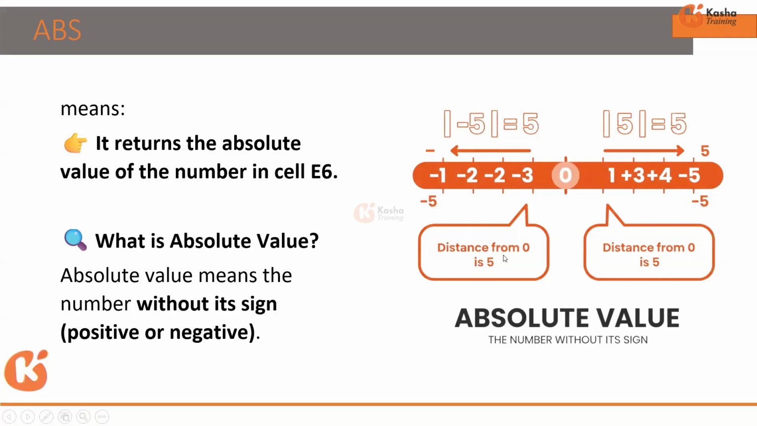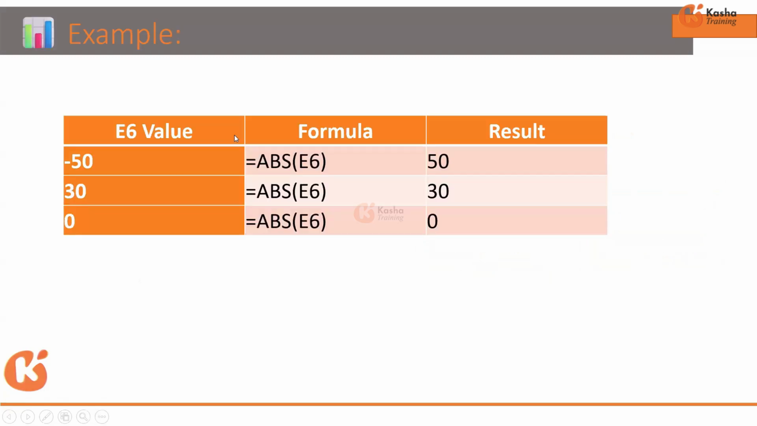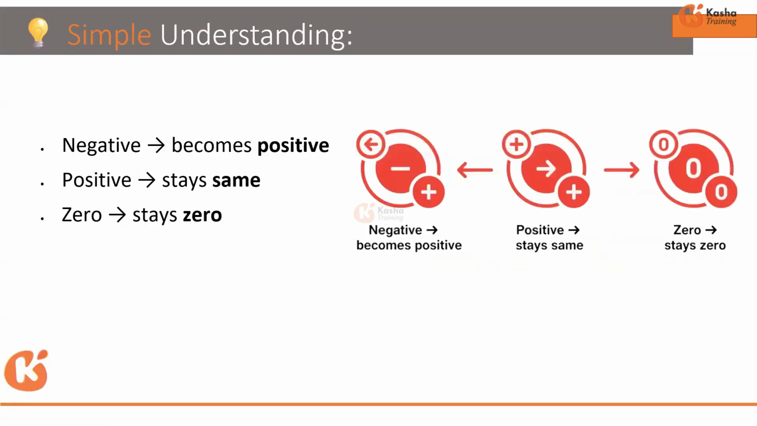Like here you can see -5, so again it has become 5. And this side also it is 5. It has again become, -5 again has become a 5. So that's what it means, the number without its sign, whether it's a plus sign or a minus sign. So these are some examples of absolute variance. For example, here you can see -50, and if you give this formula, it has become 50. So it has removed this minus sign. Positive, obviously, will remain positive only. And then again, 0 has no minus sign to it, so it has become 0.